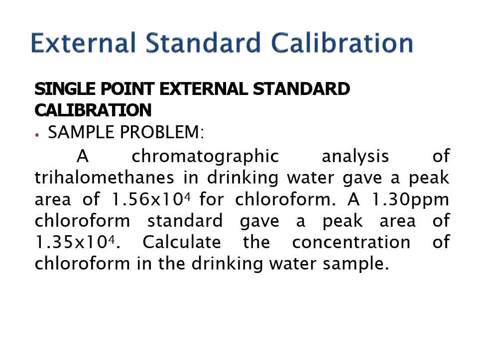Okay, let's answer this sample problem. A chromatographic analysis of trihalomethanes in drinking water gave a peak area of 1.56 times 10 to the 4th for chloroform. A 1.30 ppm chloroform standard gave a peak area of 1.35 times 10 to the 4th. Calculate the concentration of chloroform in drinking water.